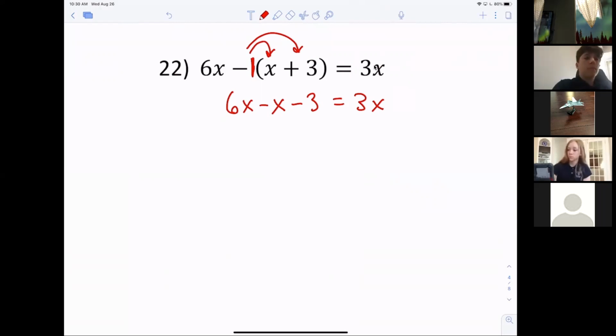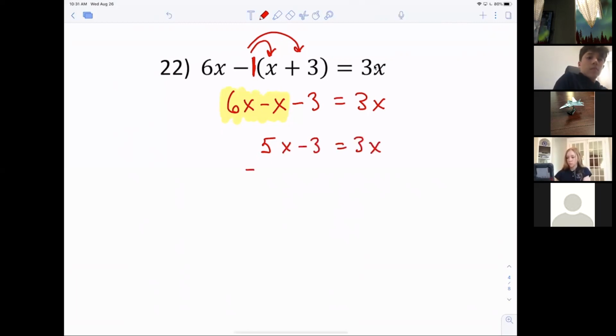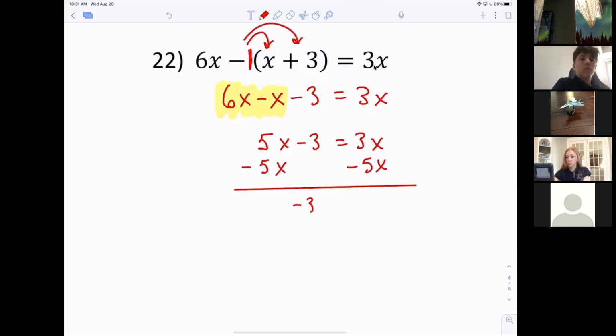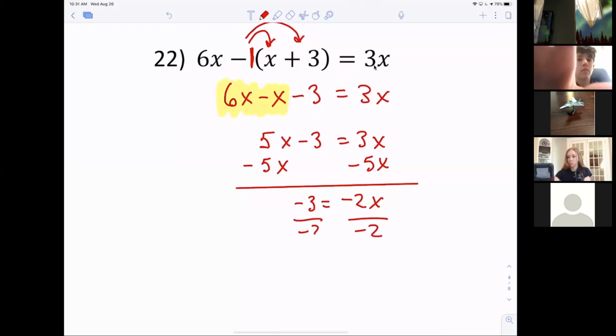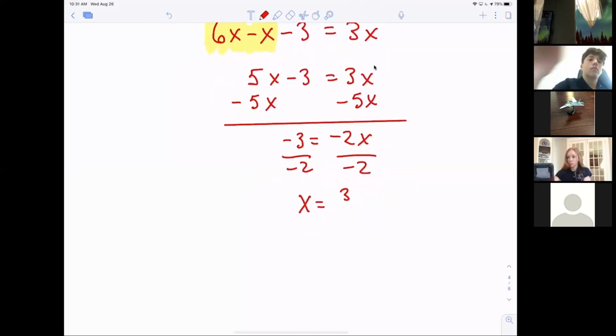Now, what is happening with 6x minus 1x? That's right. So now we have 5x minus 3 equals 3x. Everybody with me on that? Now what? Subtract 5x because I'm trying to get the variables together. Negative 3 equals, what's 3 minus 5? Negative 2x. And then we divide both sides by -2, and I'm just going to write it even though it's not necessary. I want you to be able to look at that and say x is equal to what? 3/2. X equals 3/2. Very good.